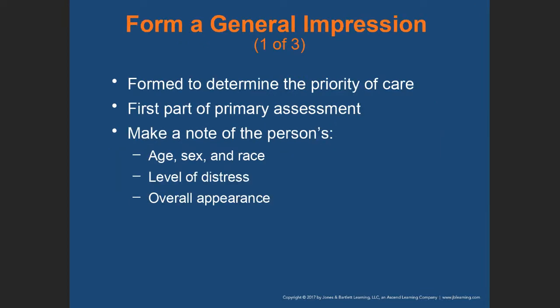Now, just like the scene size up, there are things that must be considered and things that must be done. Your primary assessment entails the following. You will form a general impression of the patient and the environment. That's the first thing. Then you obtain the patient's level of consciousness, assess and manage their airway, assess and manage breathing, assess and manage circulation.